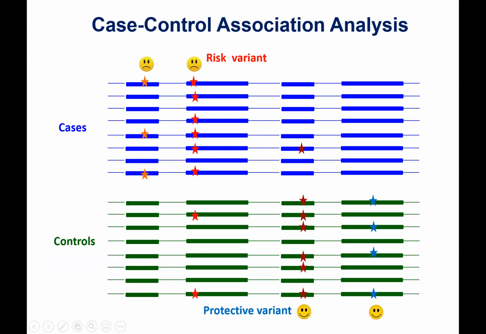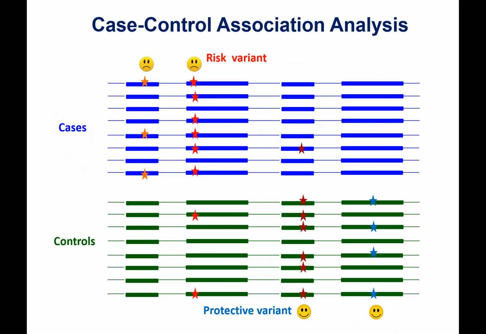The idea for doing this case-control association study is very simple. What we want to do is try to identify the variants that are only present in the cases, the patients, or maybe enriched in the patients but present in only a few healthy controls. This is what we call the risk variant.